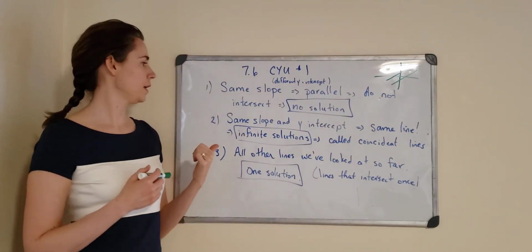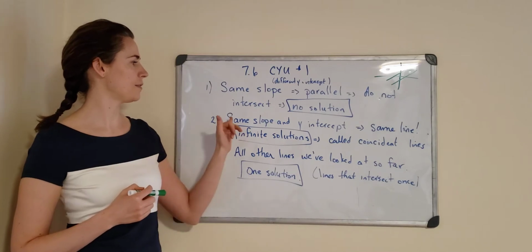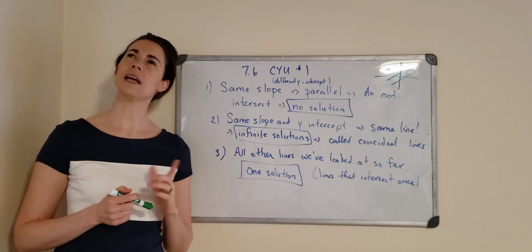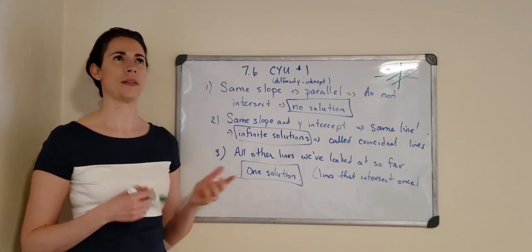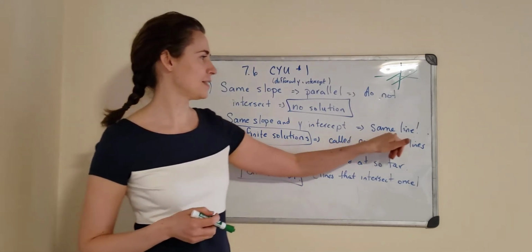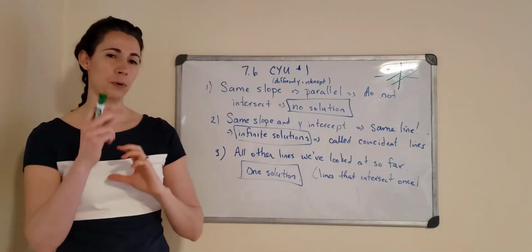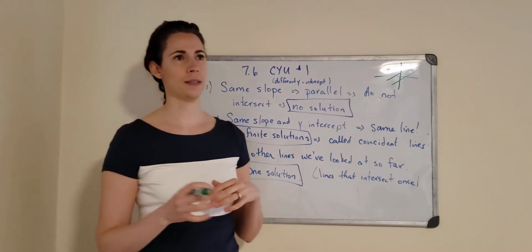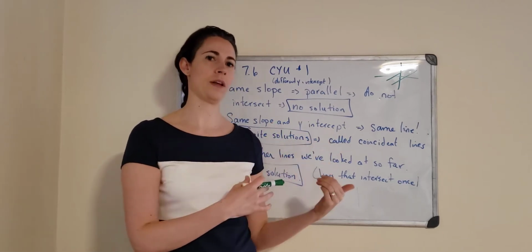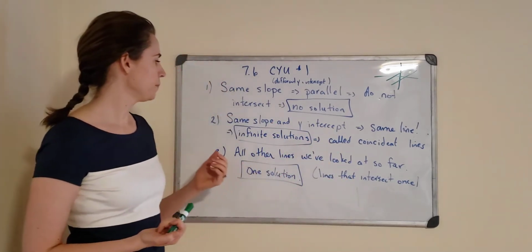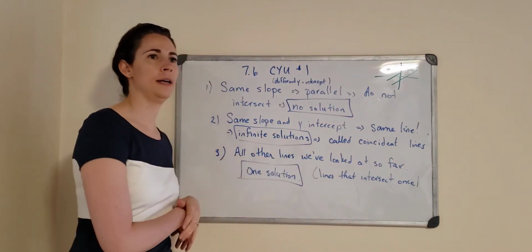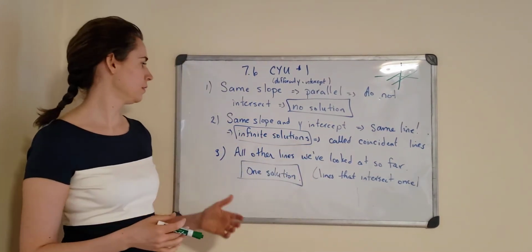Okay, the next one is, what if the 2 lines have the same slope and the same y-intercept? Same slope and same y-intercept. That's kind of silly, but that really means it's the same line, doesn't it? Sometimes we'll see it expressed differently, like one of the lines might have coefficients that are all double those of the other one, but it's still the same line. This would actually have infinite, or as many as you can, forever, solutions.